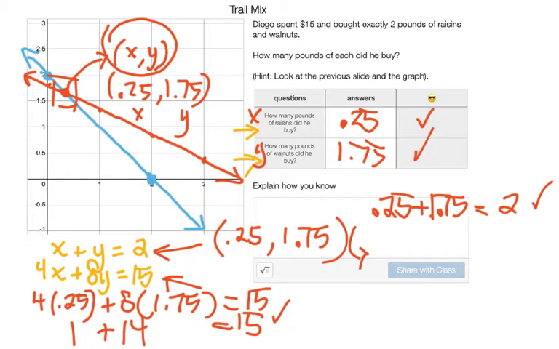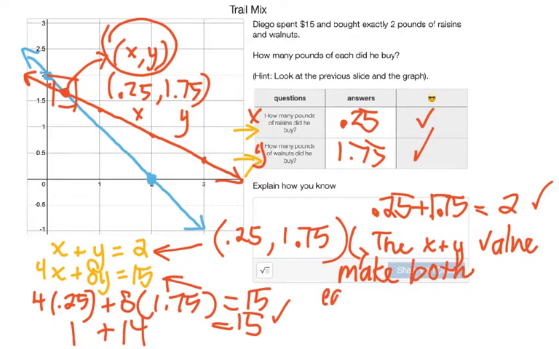So explain how you know. The x and y values make both equations true. It means that the context, the constraints, are that I can only buy 0.25, or a quarter pound, of raisins and 1 3/4 pounds of walnuts in order for me to buy 2 pounds, but I've spent a total of $15. All right, moving on.